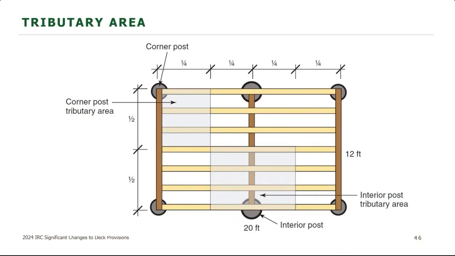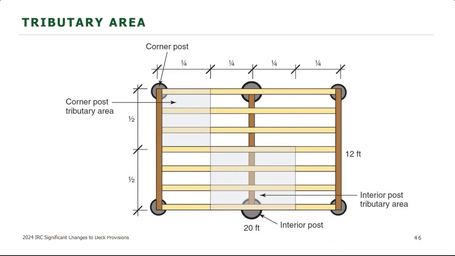So that corner post in the upper left, it's going to take 5 feet of load between that and the interior post going to the right of it. Coming down, it's going to take 6 feet of load before it gets down to that other post. So you're going to have a 5 foot by 6 foot area, so 30 square feet is coming onto that corner post.